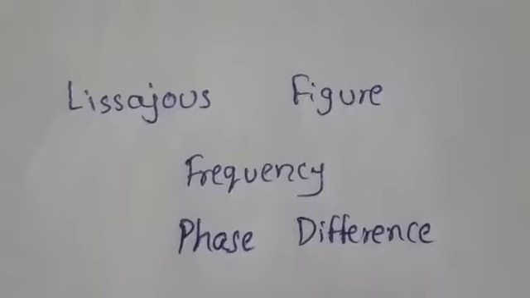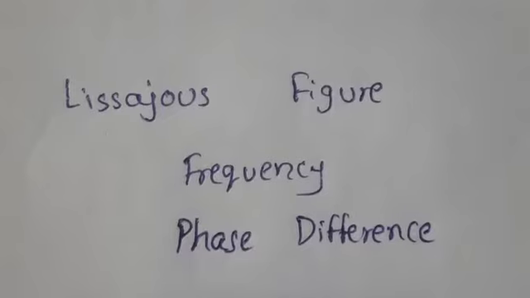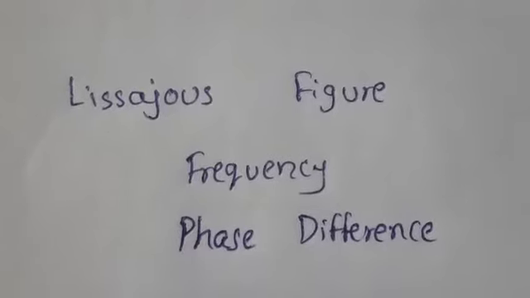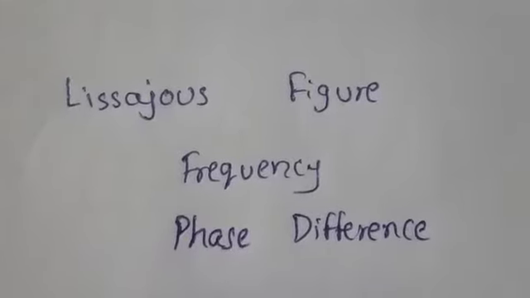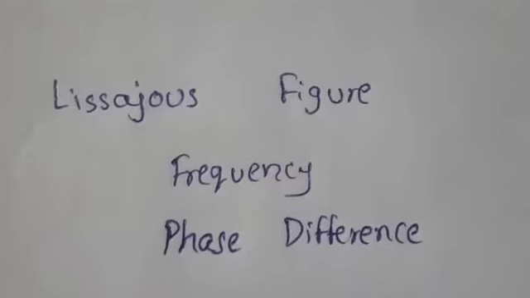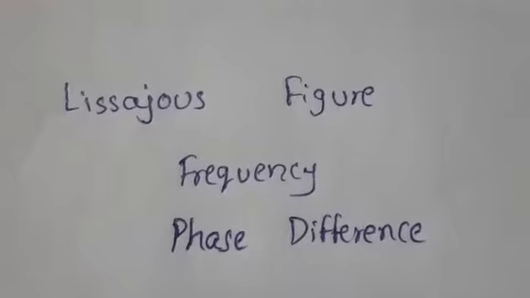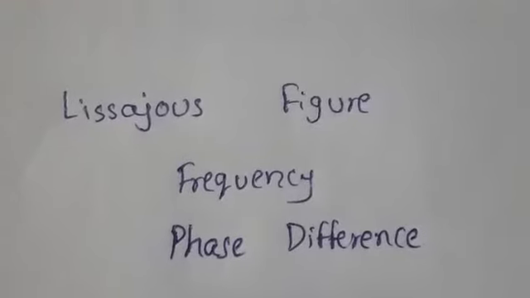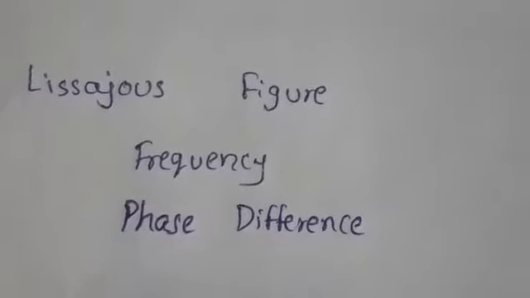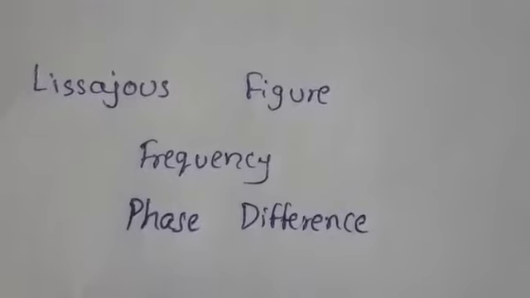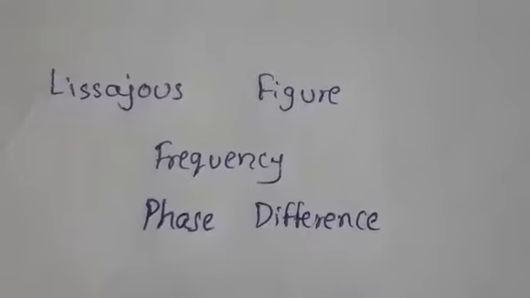So now we are going to discuss Lissajous figures. We already discussed how to measure the frequency of a signal by using Lissajous figures. Now we discuss how to find the phase difference between two sinusoidal signals by using Lissajous figures. Basically, we know that by using the CRO we can find the amplitude, time period and frequency. We can also measure the phase difference by using the Lissajous figures.